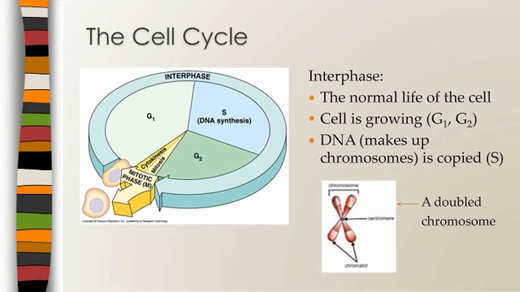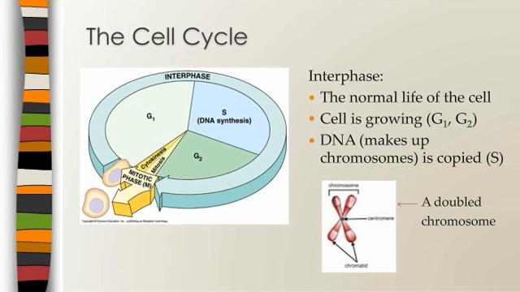Now let's take a quick look at how this DNA is copied. Look at the picture of the chromosome that is shown on this slide. You'll notice it looks like an X. Each half of the X is one copy of the DNA. Each half of the X is called a chromatid.